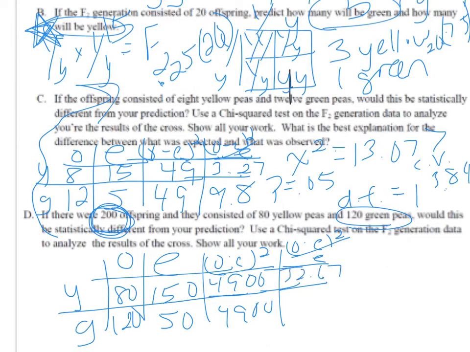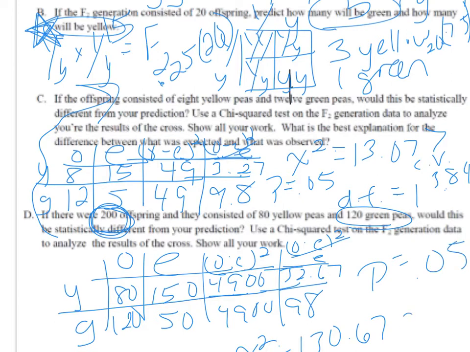I probably already know what's going to go on now, right? 4,900 divided by 50 gives me 98. My chi-square value is 98 plus 32.67. So 98 plus 32.67 is 130.67. Still got to write all this.